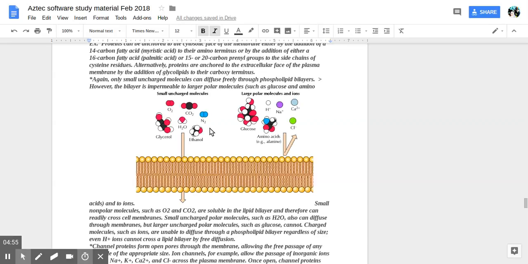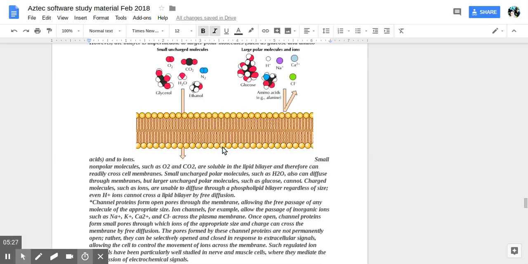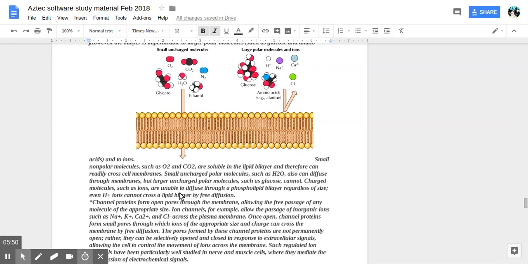I mean, they're relatively easy and they don't require any kind of a channel. They could just freely roam through the bilayer from the outside to the inside, vice versa, of the cell. Large polar molecules and ions such as calcium, sodium, hydrogen, amino acids, chlorine, glucose, require some sort of channel to get across the layer, and therefore energy. So O2, CO2, which are considered nonpolar since they're relatively symmetrical, are soluble in the lipid bilayer and cross the membrane. Uncharged polar molecules like H2O also, and the large polar molecules do not pass.